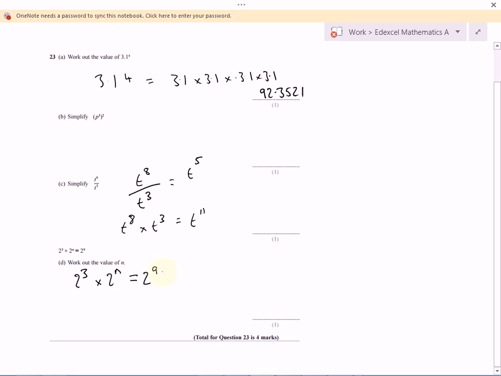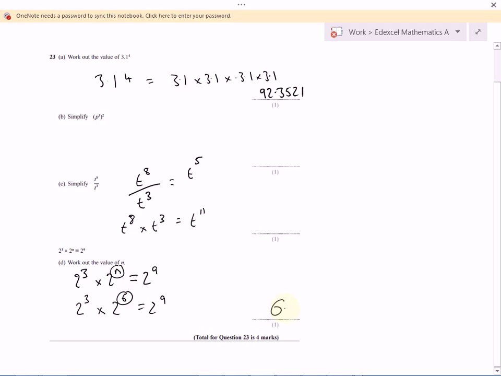So 3 plus 6 is 9. So let's say 2 to the power 3 times 2 to the power 6 is 2 to the power 9. You can check that on your calculator if you want, but as long as we trust the rule that says if you're multiplying indices, then you just add the 2 numbers, which means n is going to be 6. So our answer is 6.